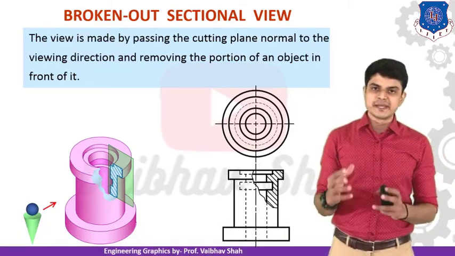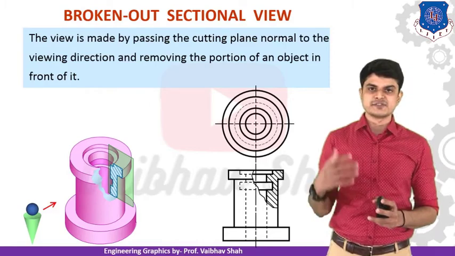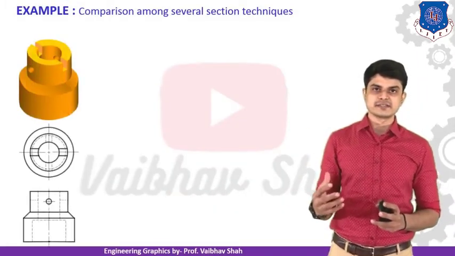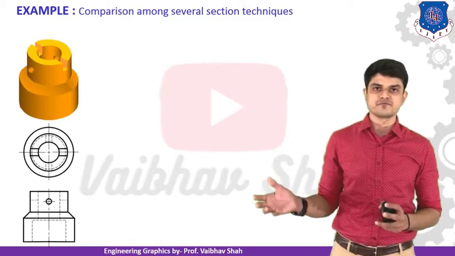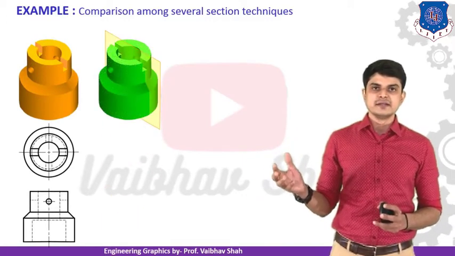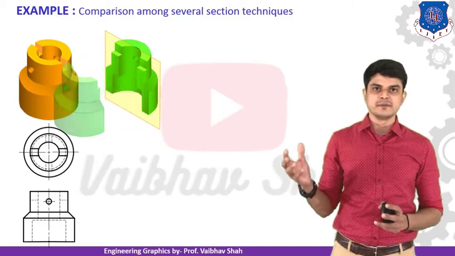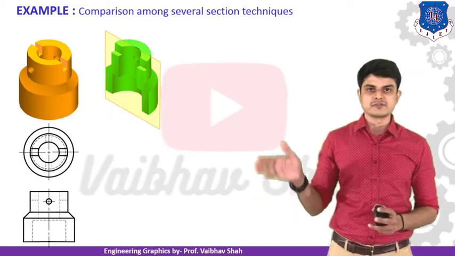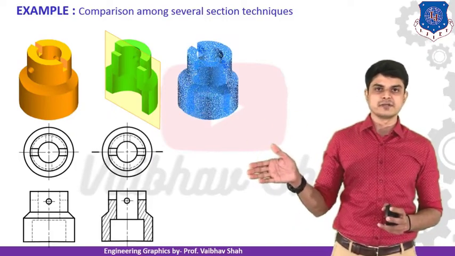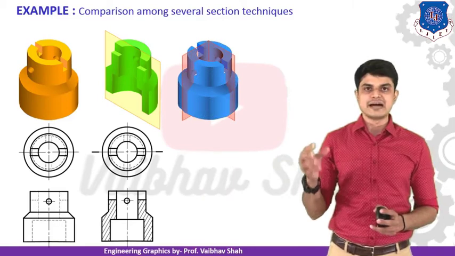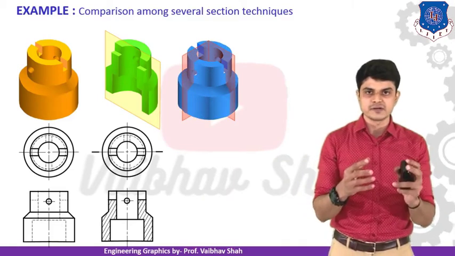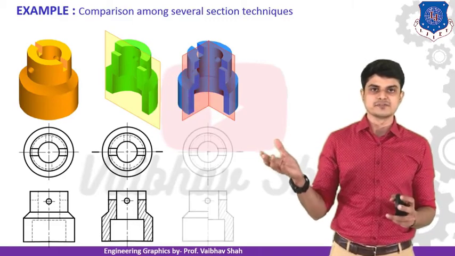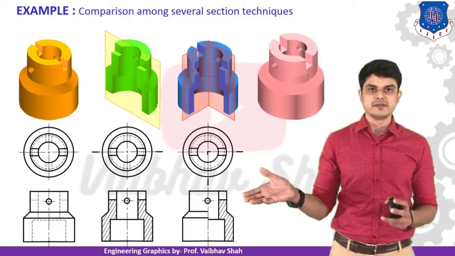Now let us see the comparison of the different sections that we have just learned. So, a comparison among the several section techniques. This is our object, and this is its top view and front view. Now we are using a method, the full section view. We cut by a plane, cutting the whole of the object, and we have these views generated. Now we use the half section view. We cut a quarter portion of this object like this, and we have this view generated. This is the way we represent it.